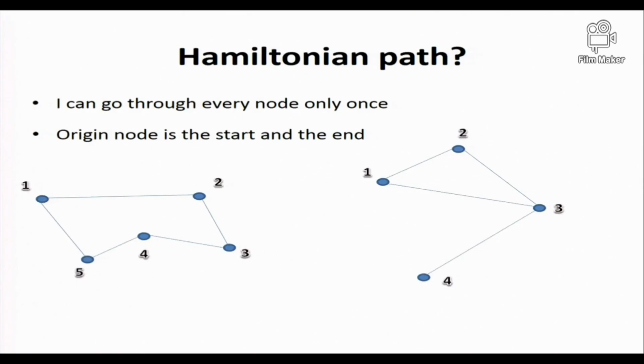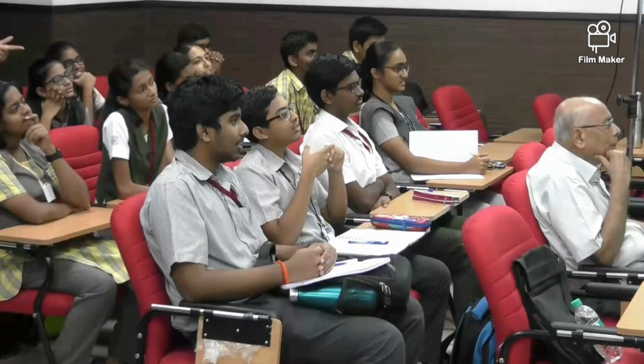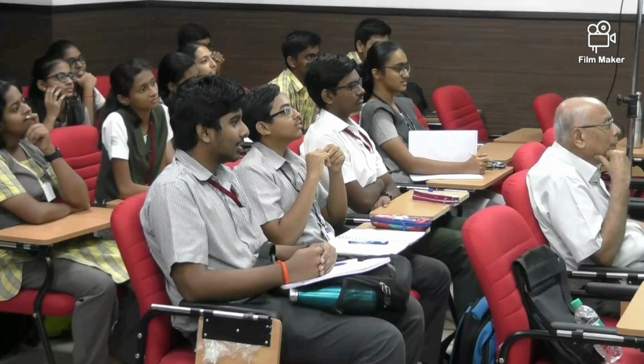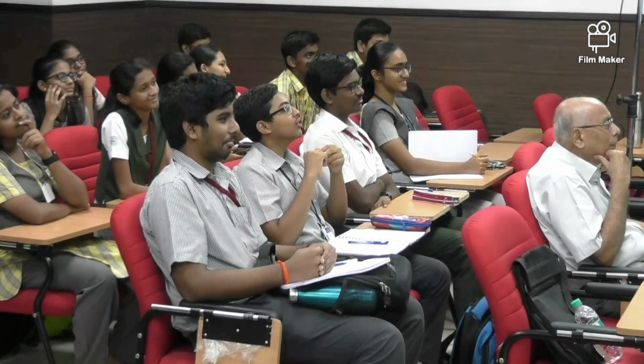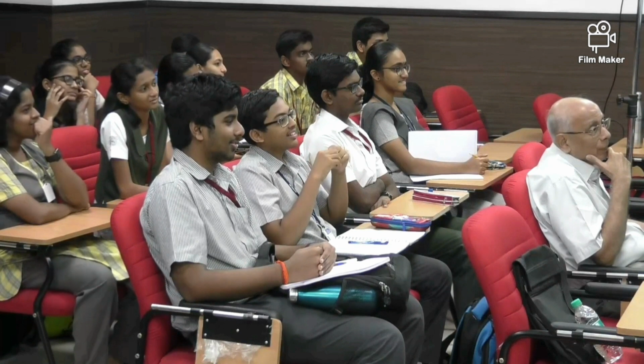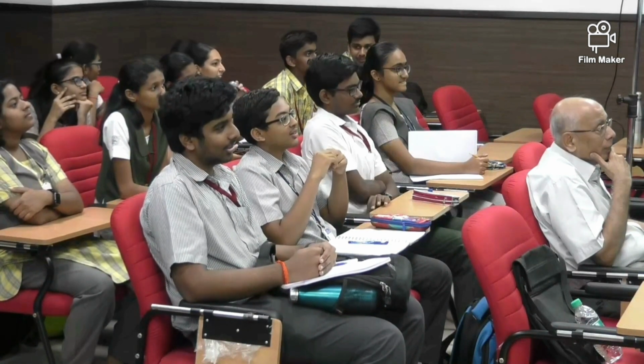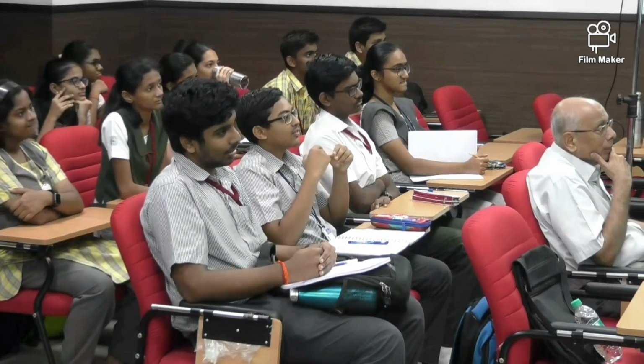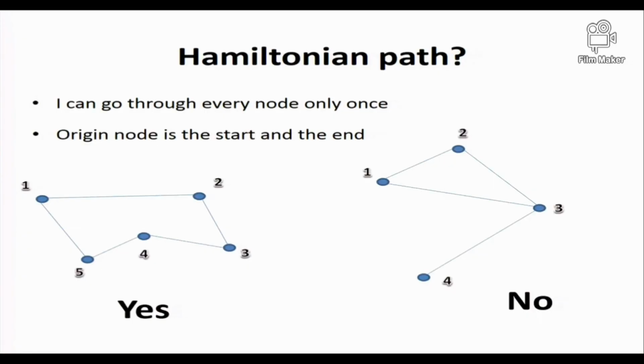Well, before that, do you guys actually know what a Hamiltonian path is? Yeah? So can you help me by telling whether this is a Hamiltonian path and whether this is a Hamiltonian path? The first one? Yes? You guys are brilliant. The next one? So no, because it doesn't come back to the starting point. You take one as the starting point, you take two as the starting point, it still doesn't come back. So it's not Hamiltonian.